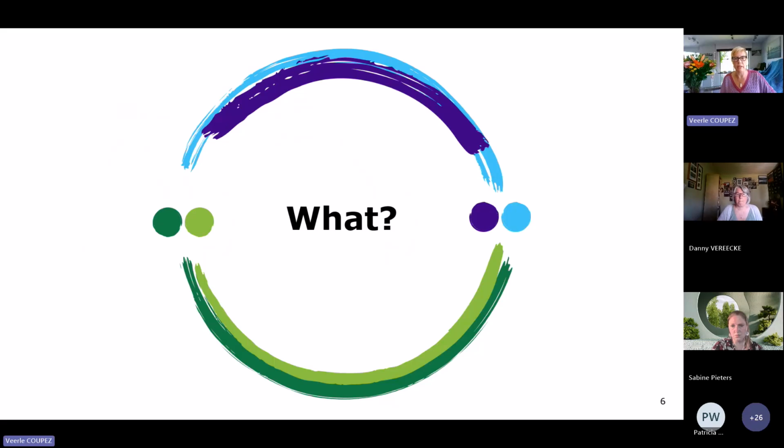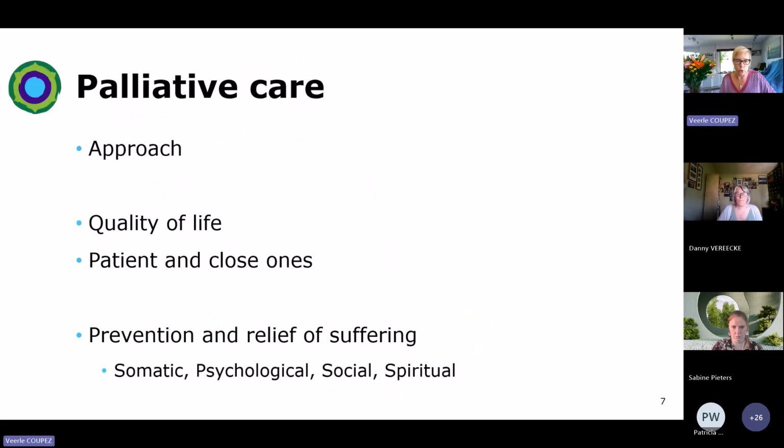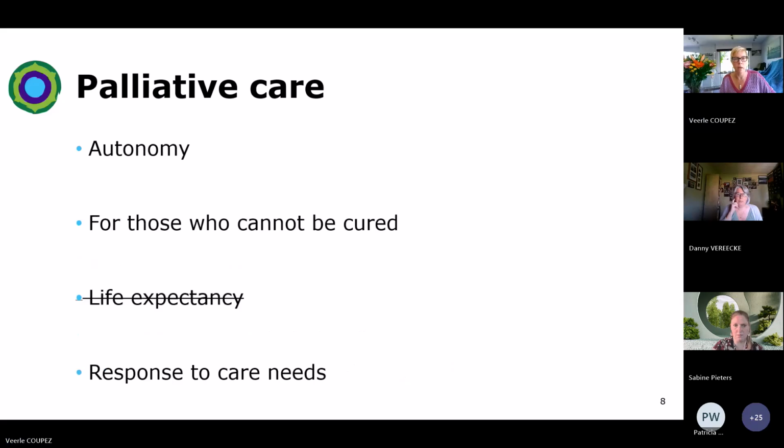What is palliative care? I'll give you the short version of the definition. Palliative care is an approach in care that improves the quality of life of people facing a life-limiting illness or severe frailty. It addresses both the patient and the close ones. The focus of palliative care is on the prevention and relief of suffering of somatic, psychological, social, and spiritual problems.